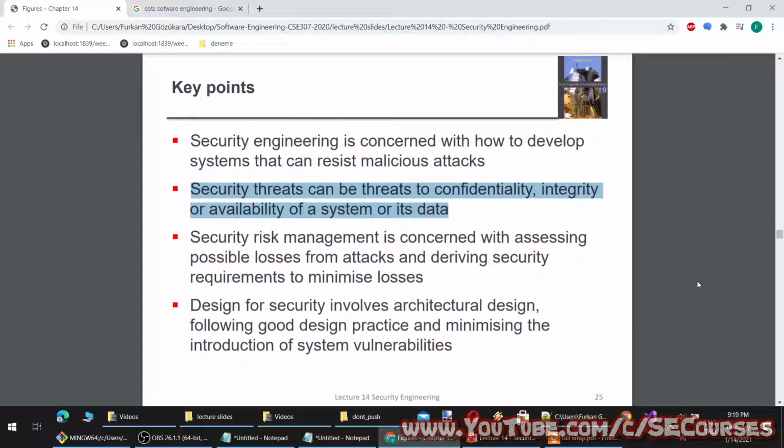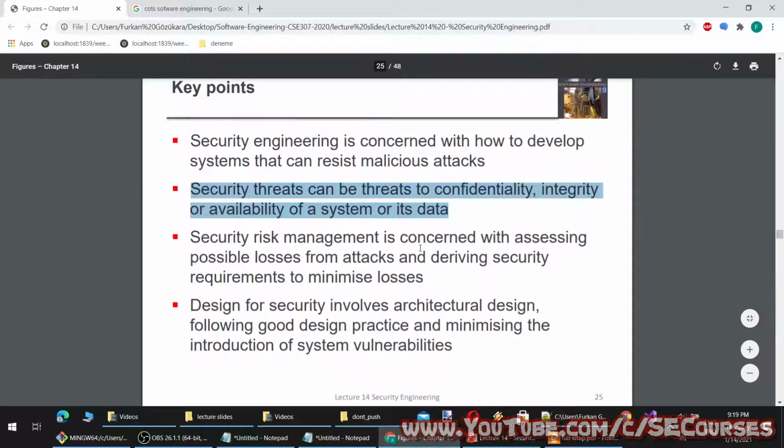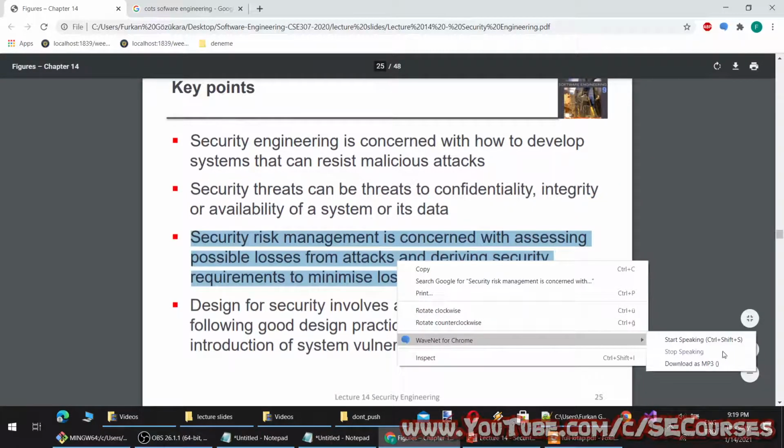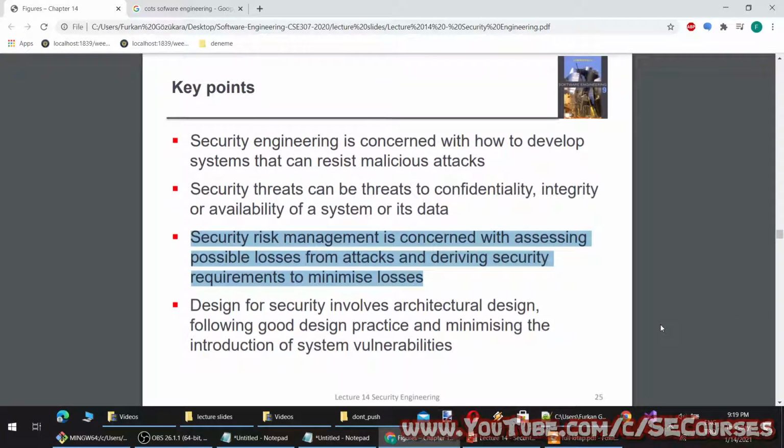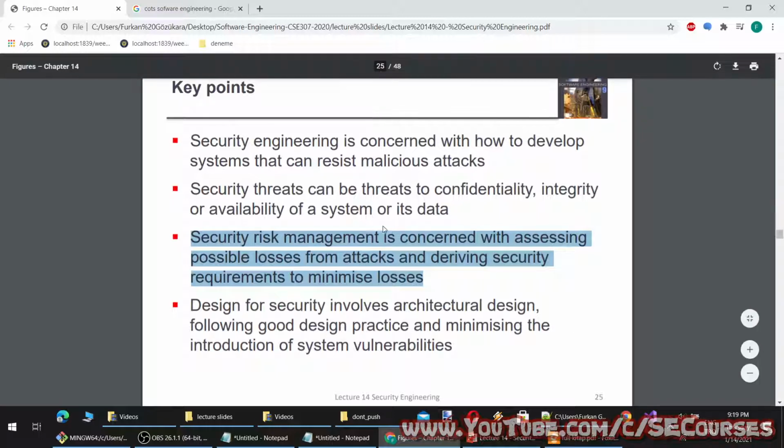Security threats can be threats to confidentiality, integrity, or availability of a system or its data. So there can be multiple different threats. You have to consider all of these possibilities. Security risk management is concerned with assessing possible losses from attacks and deriving security requirements to minimize losses.